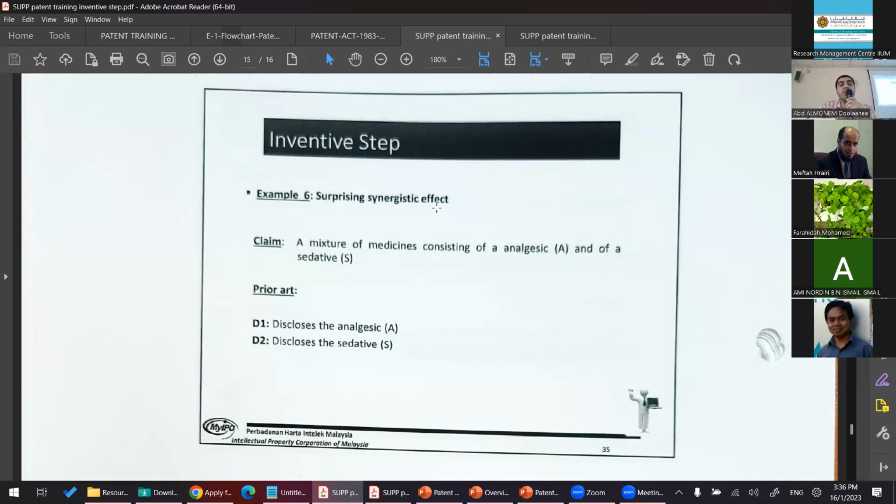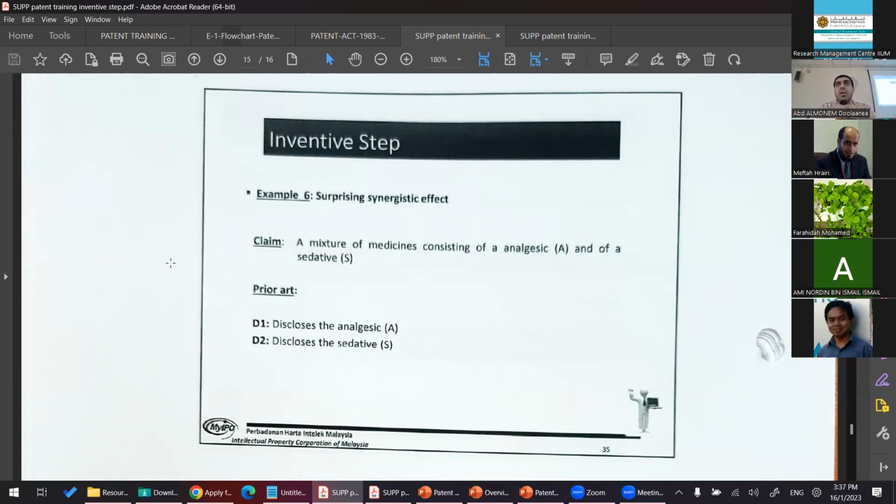The surprising synergistic effect. If the claim I want to make is a combination, this is for combination drugs. We have some patent before, because you remember the Dr. Sinan one, combination gabapentin and carbamazepine. This falls under this one. A mixture of medicine consisting of analgesic A and a sedative S, for example. Prior art D1 discloses the analgesic and prior art D2 discloses the sedative.